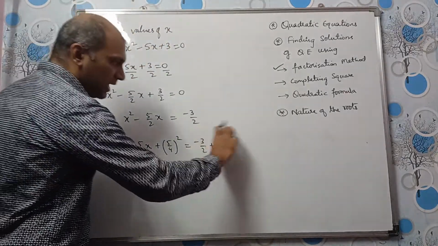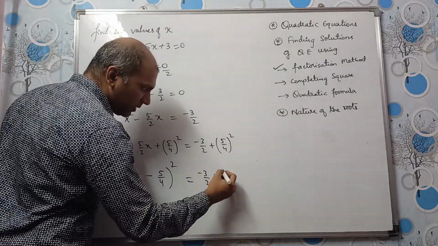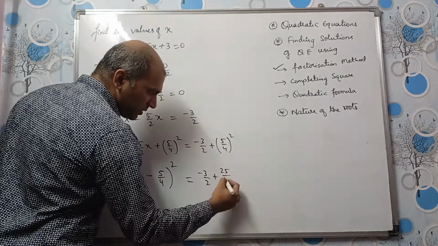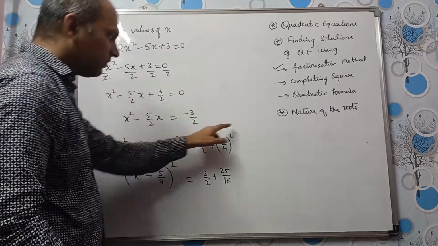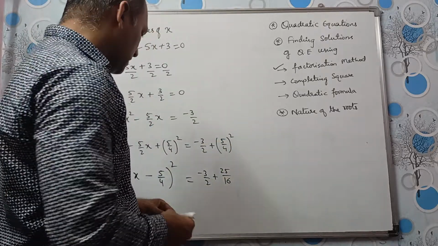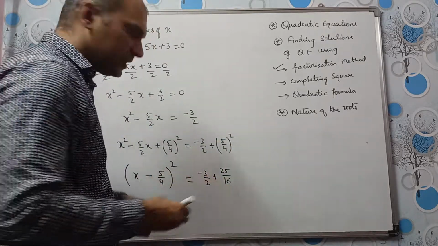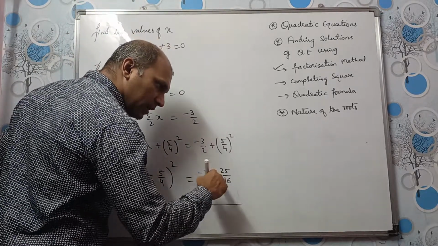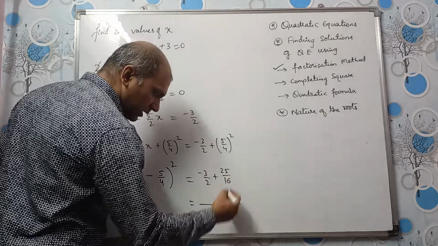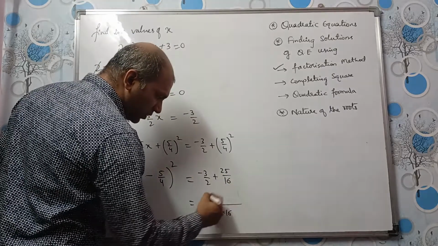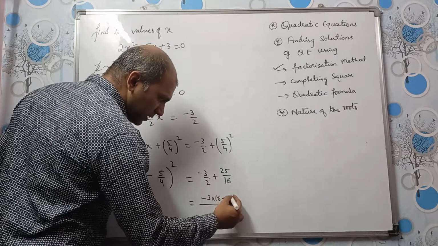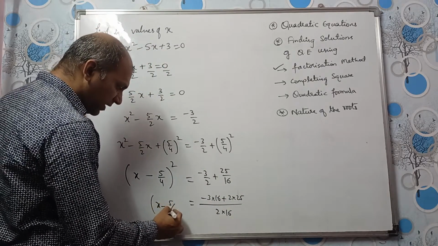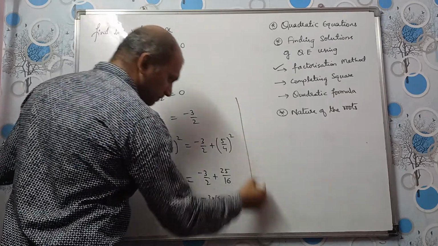Now this RHS should be simplified. Minus 3 by 2 plus 25 by 16. This is 25 by 16, 5 square and 4 square. I hope this is clear. Now, normal simplification. Let us simplify this. Denominators are different, or LCM is 16, we can do that. Cross multiply, minus 3 into 16 plus 2 into 25 will come here. Here it will be x minus 5 by 4 whole square. Alright.